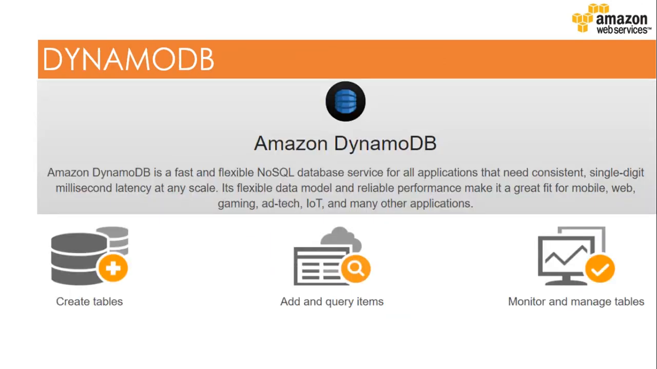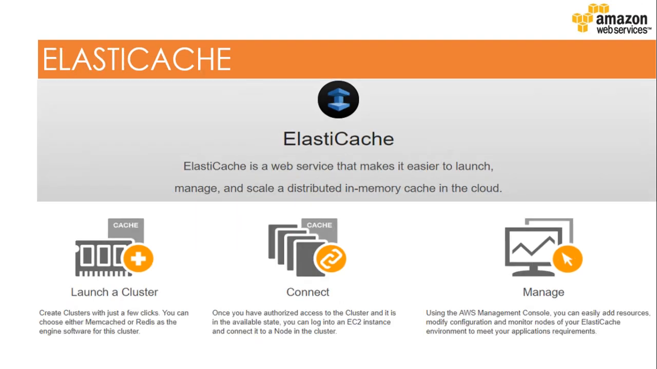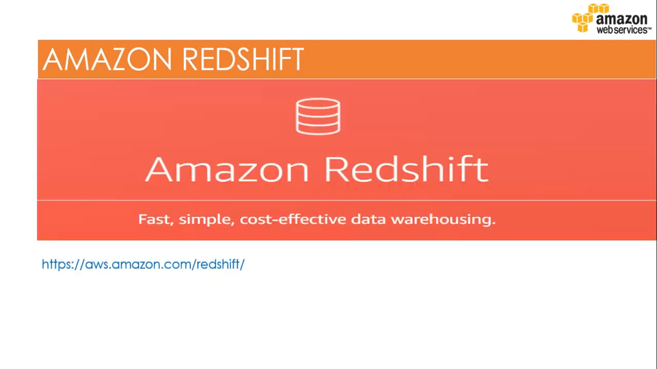Next service is non-relational DynamoDB. Amazon DynamoDB is a fast and flexible NoSQL database service for all applications that need consistent single-digit millisecond latency at any scale. Its flexible data model and reliable performance make it a great fit for mobile, web, gaming, ad tech, IoT, and many other applications. Next we have ElastiCache. ElastiCache is a web service that makes it easy to launch, manage, and scale a distributed in-memory cache in the cloud. We can use Redis or Memcached as the implementations.